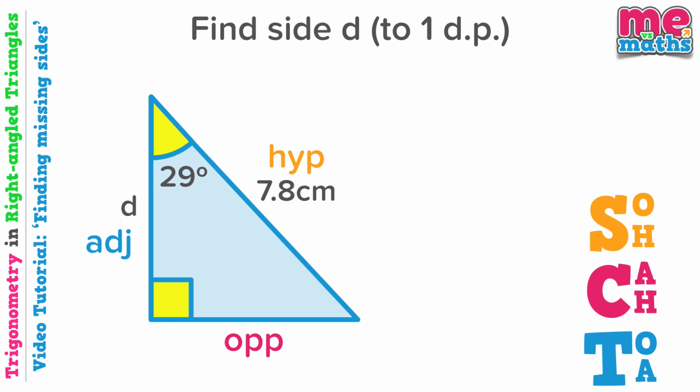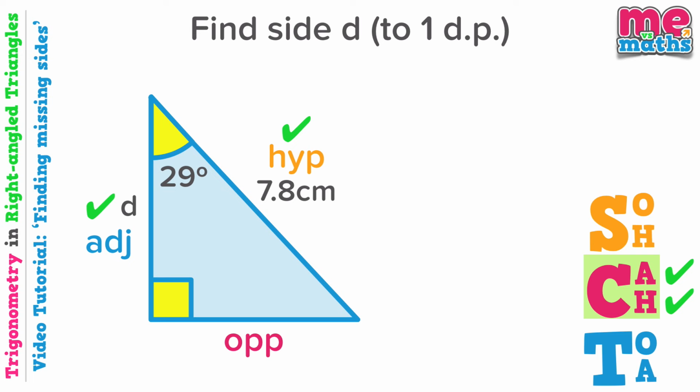Step 2, once we've labelled our sides, we identify our active sides. We've been given the hypotenuse, and we are looking for the adjacent. So these are our two active sides in this question. Okay, we then look at our trig formulas and see which of these contains both the adjacent and the hypotenuse. It's not SO, as that uses the opposite, it is CA, as that uses our two active sides.